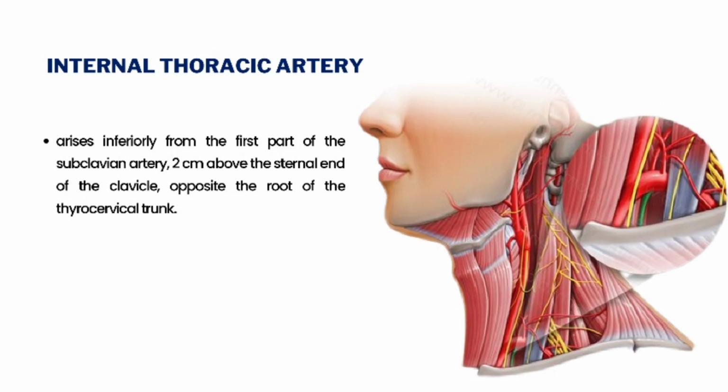Next, the internal thoracic artery. It arises inferiorly from the first part of the subclavian artery, 2 cm above the sternal end of the clavicle, opposite the root of the thyrocervical trunk. The artery runs inside the thorax, sitting close to its anterior wall at the level of the first rib. The vessel is crossed anteriorly by the phrenic nerve. It descends through the thorax by traveling parallel to the lateral margin of the sternum. The artery runs under the pectoralis major muscle and the first 6 costal cartilages.